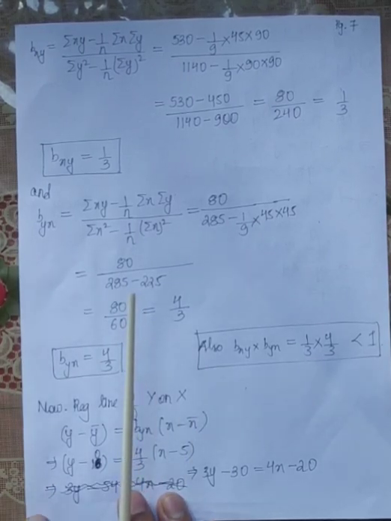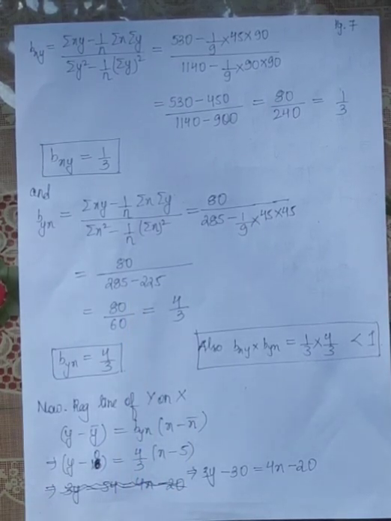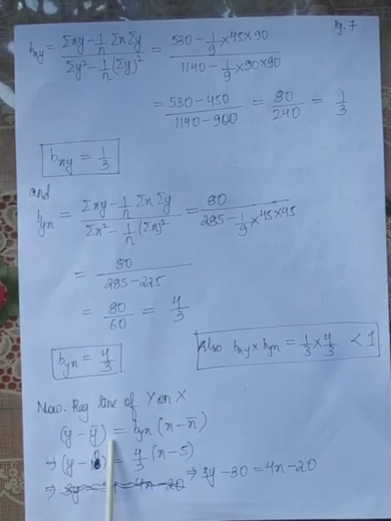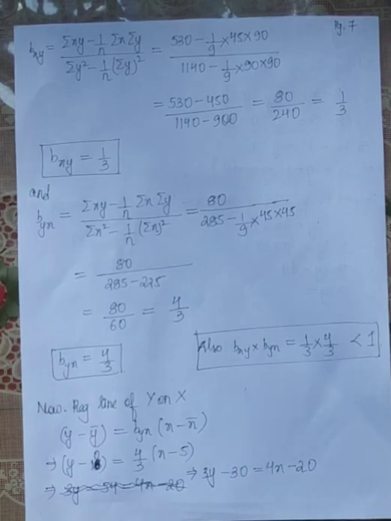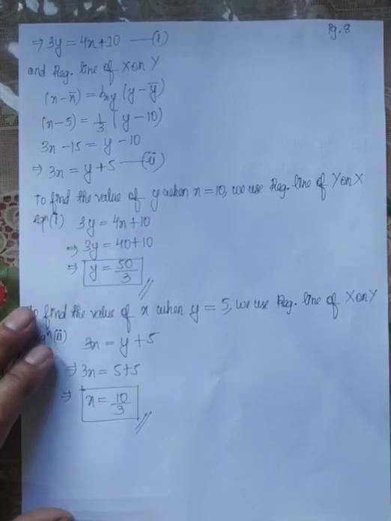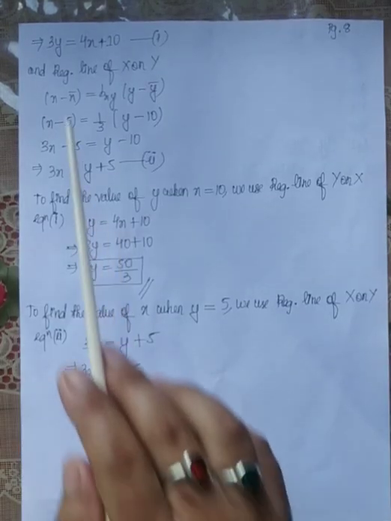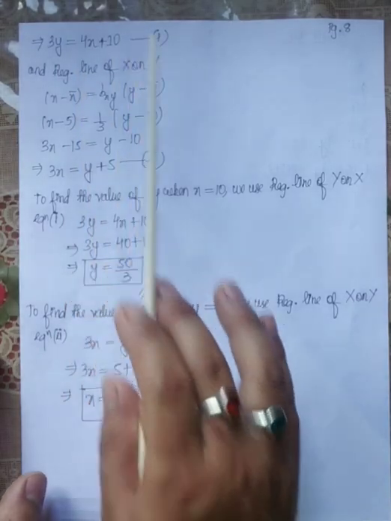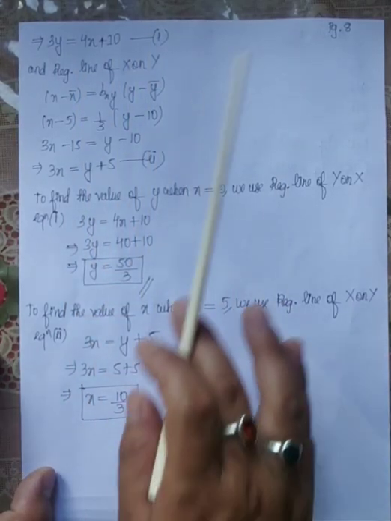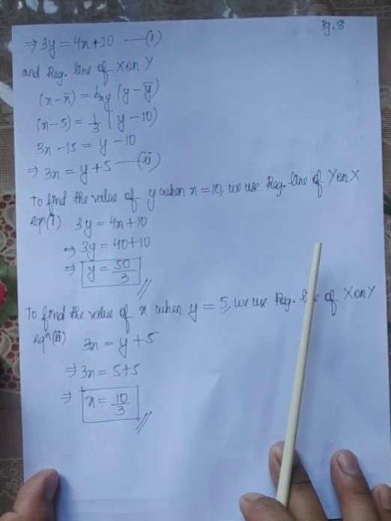And now finally we are finding the regression lines of y on x and x on y. For the regression line of y on x, y minus y bar equals byx times x minus x bar. Put the values, and if you simplify then you get 3y minus 30 is equal to 4x minus 20. Now take this minus 30 to the right hand side. So pause the video, I move to the next page. Right, so 3y is equal to 4x plus 10. 3y equals 4x plus 10 is the regression line of y on x.